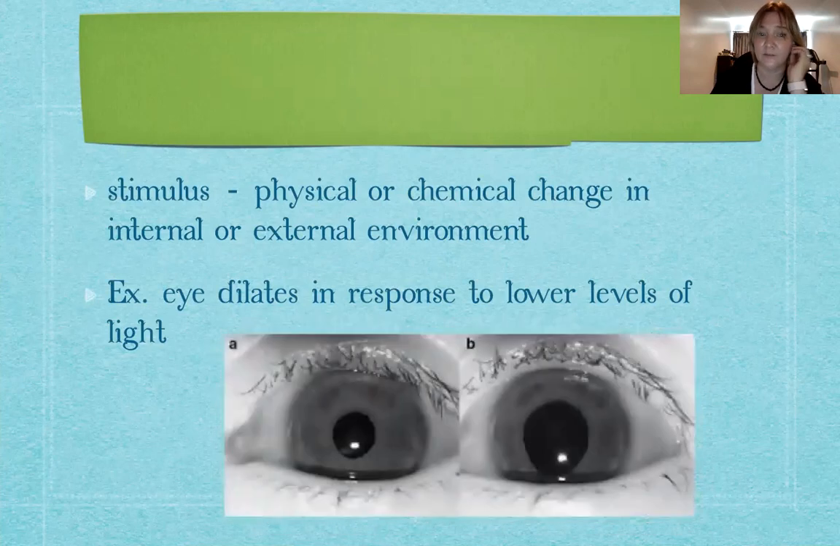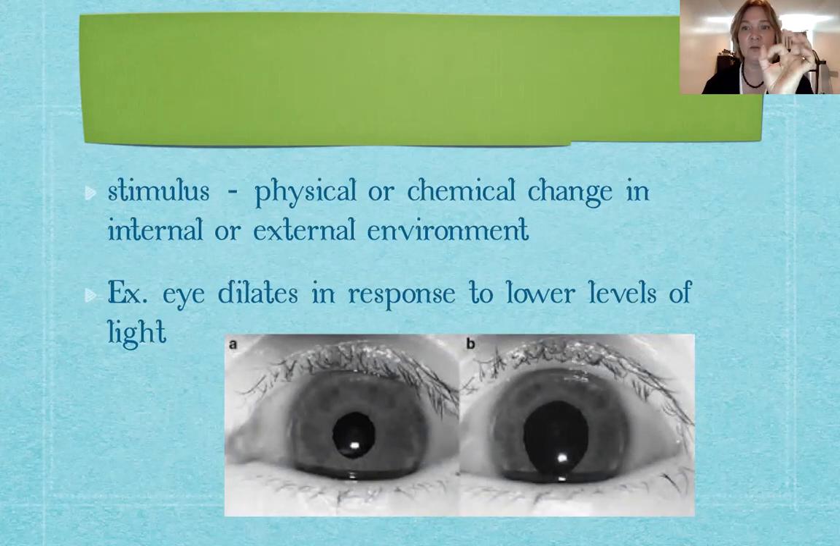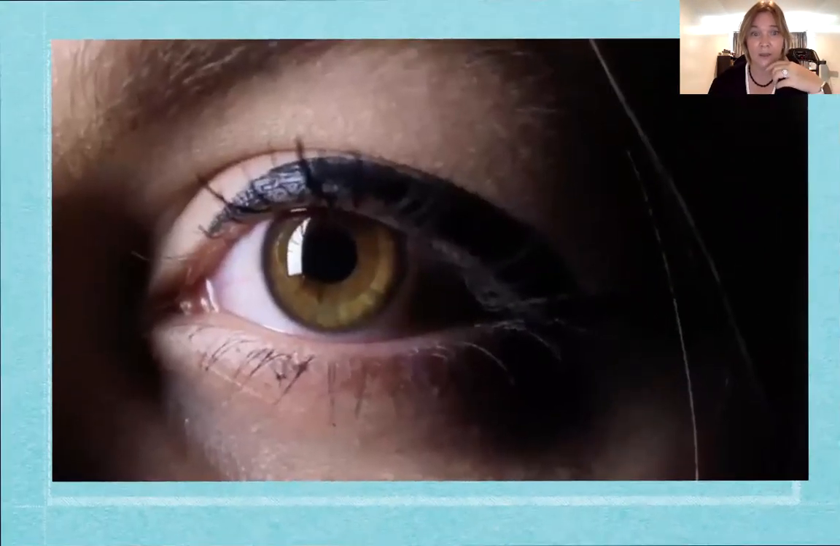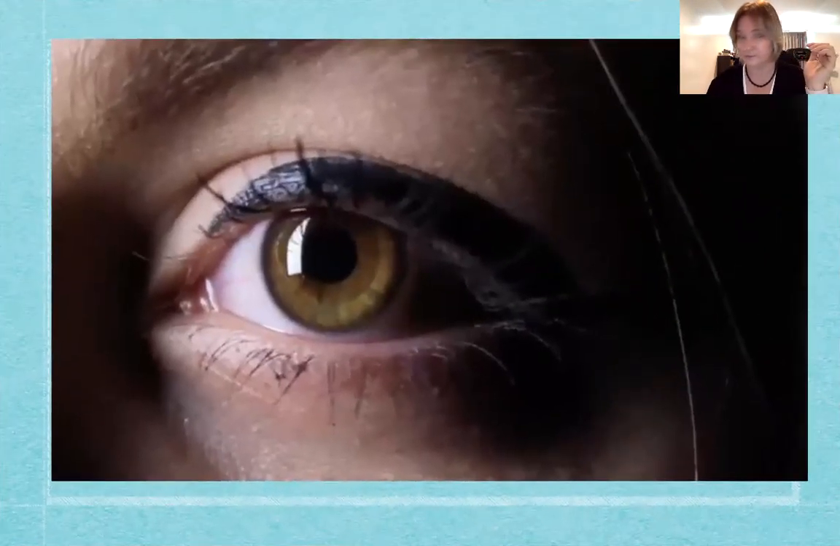So here we have a picture on the left, which is in a brighter light, where the pupil is going to constrict, it's going to get smaller. And then in the dark, the pupil dilates, it gets bigger, because the pupil is the part of the eye which allows the light to go in. It's kind of like the shutter of a camera.